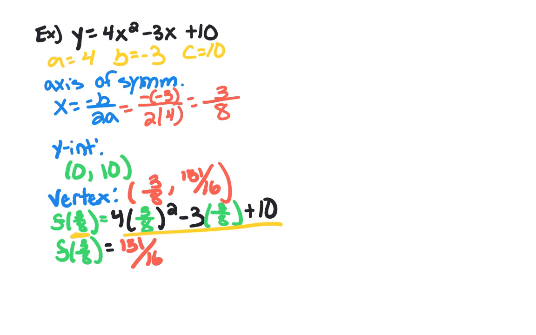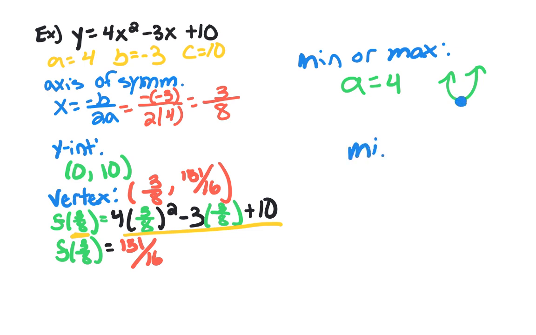Less work on you. Okay, and then our last question is min or max. Well, we go back to our a value. A is a positive 4, so our parabola opens upwards. So that means down here is our vertex, so that is a min at our vertex, which is (3 over 8, 151 over 16).